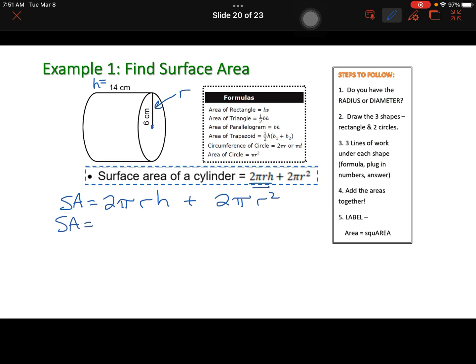Now, I'm going to save us a slight amount of time. Well, not to confuse you, we can just go ahead and put in 3.14. This is what we're going to use. Our radius is 6. Our height is 14. I'm going to bring down my plus sign. We're going to have 2. We're going to put 3.14. And then we're going to go radius squared, which is 6 squared.